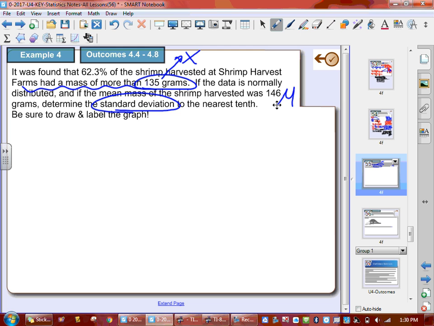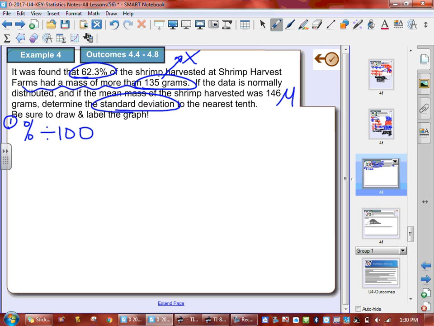Well, this is similar to the last question where they gave us area first. If they give us the area shaded or the percent probability, all we do is we take our percent and we divide it by 100. That's step 1. So we're going to have 0.623. Okay, that's our probability area.